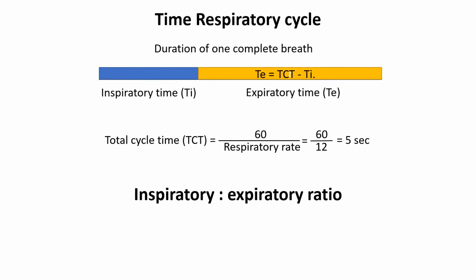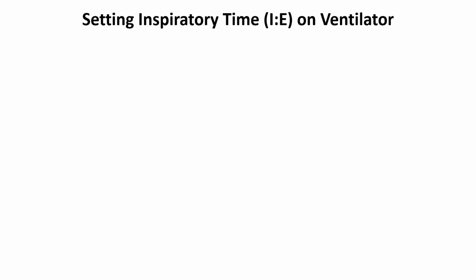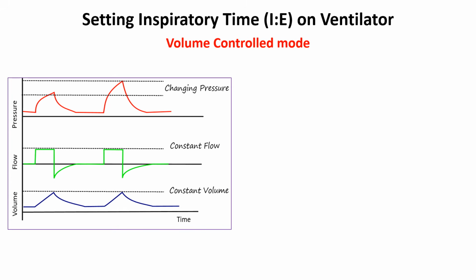Using the same example with a total cycle time of 5 seconds and an I/E ratio of 1:3, the inspiratory time is 1.25 seconds, and the expiratory time is 3.75 seconds. Depending on the mode of ventilation, inspiratory time is set through various methods, though respiratory rate determines the overall breath cycle time. Let's start with volume control mode. Volume-controlled ventilation is a mode of mechanical ventilation in which the ventilator delivers a preset constant tidal volume to the patient during each breath.